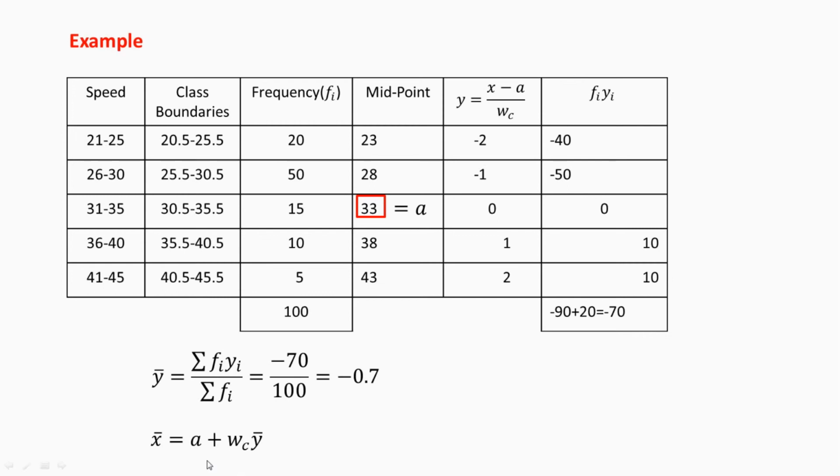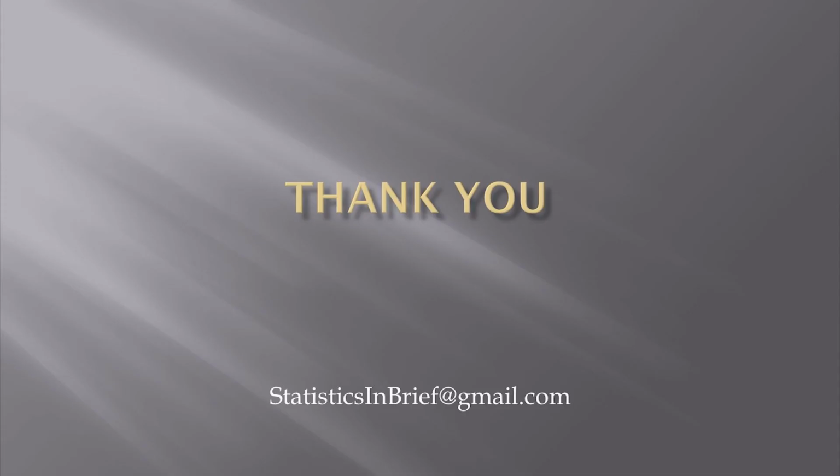Next, we have to substitute this y bar value into this equation. We know here wc is 5, that is, the class width is 5. I have assumed 33 as my assumed mean. Therefore, a is 33, wc is 5, and y bar is minus 0.7. After solving this equation, I can find the x bar value. The x bar value is 29.5.